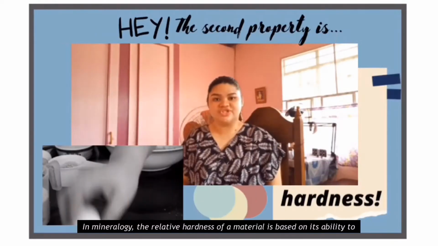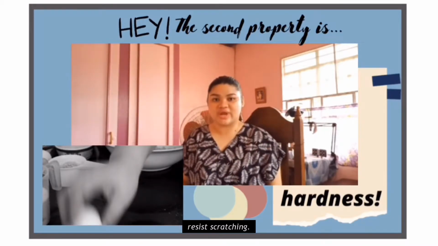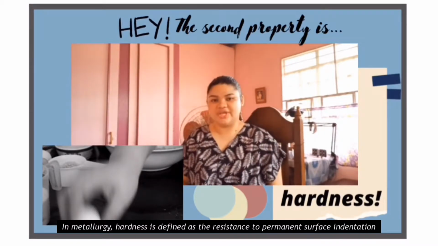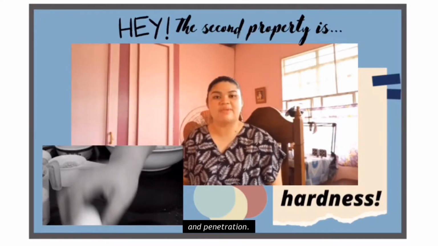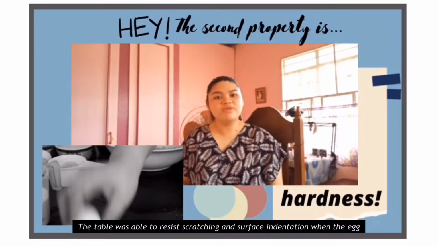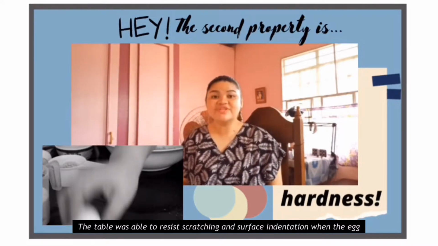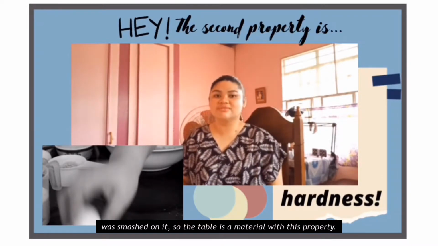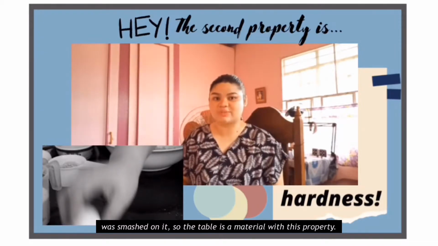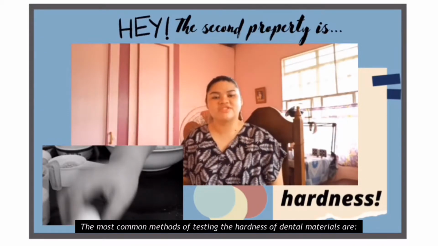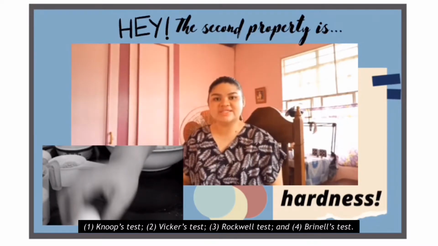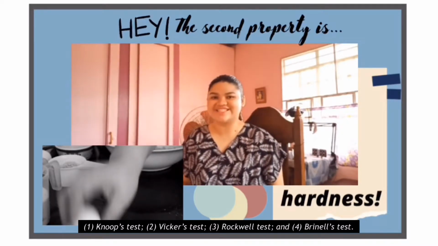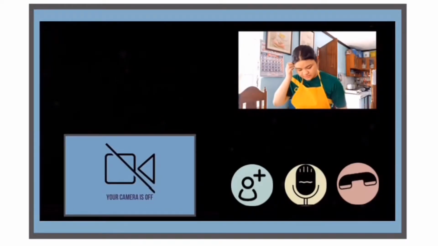In mineralogy, the relative hardness of a material is based on its ability to resist scratching. In metallurgy, hardness is defined as the resistance to permanent surface indentation and penetration. The table was able to resist scratching and surface indentation when the egg was mashed on it. So, the table is a material with this property. The most common methods of testing the hardness of dental materials are Knoop's test, Vickers test, Rockwell test, and Brinell's test. I'll crack the raw egg now.